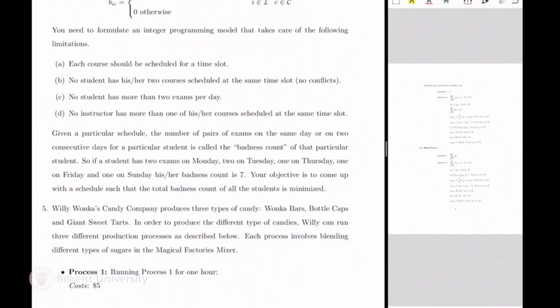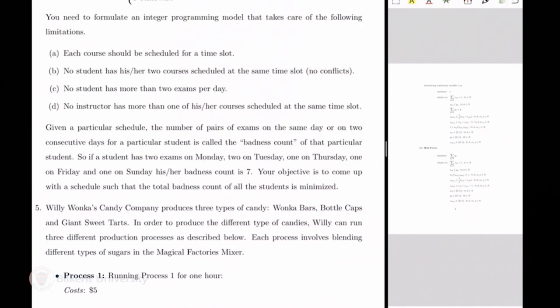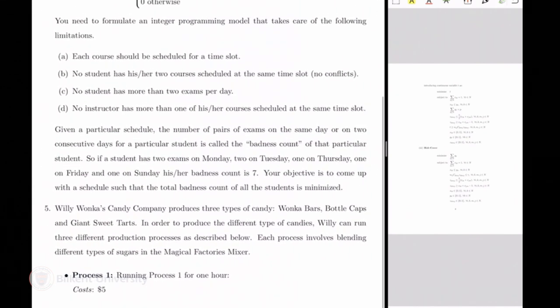The important thing is the objective function. It's a little hard to understand. What does it mean? Given a particular schedule, the number of pairs of exams on the same day or on 2 consecutive days for a particular student is called the badness count of that student. So if a student has 2 exams on Monday, 2 on Tuesday, 1 on Thursday, 1 on Friday, and 1 on Sunday, the badness count is 7. This is the key to solving this problem, to understand what a badness count is.